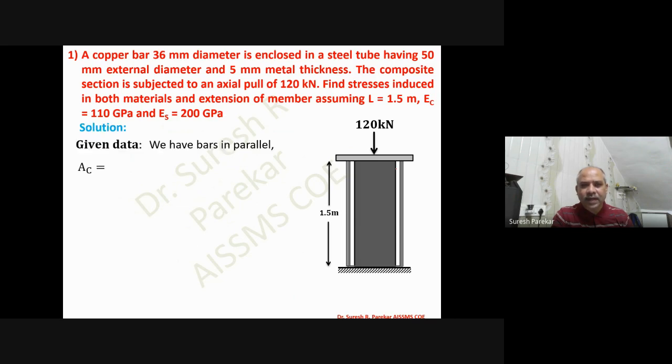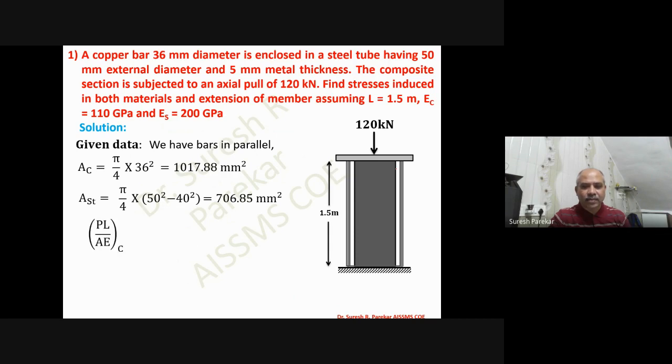So what is given? We have bars in parallel. AC, that is copper, is pi by 4 into 36 square, which is 1017.88 mm square. AST is pi by 4 into 50 square minus 40 square. So do not subtract only 5. You have thickness on both sides, and therefore you have to subtract 10 millimeters. So it goes to 40 millimeters, and it comes to 706.85 mm square.